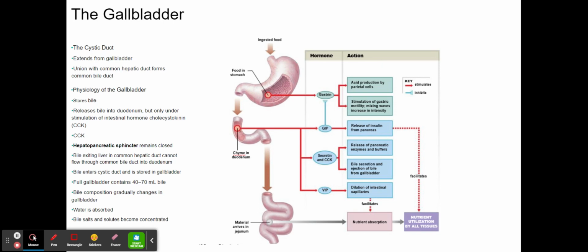Whenever chyme enters the duodenum, CCK is released, relaxing the hepatopancreatic sphincter and stimulating contractions of the gallbladder that push bile into the small intestine. The amount of CCK secreted increases markedly when the chyme contains large amounts of lipid.